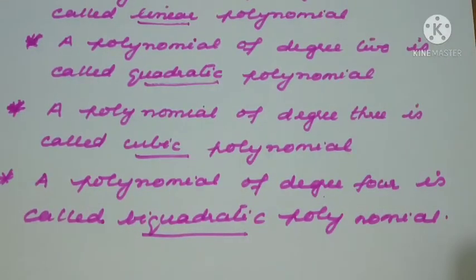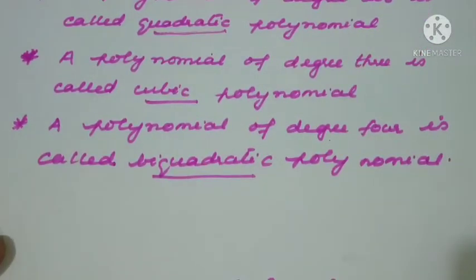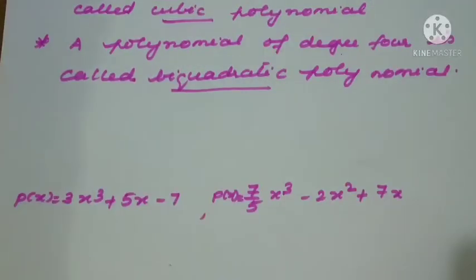Now let us see the cubic polynomial examples, because the first two examples we have already shown in the last class. Now the next cubic polynomial examples we can see. P of x equal to 3x cube plus 5x minus 7. What is the degree of this polynomial? Degree is 3. So it's called a cubic polynomial. One more example. P of x equal to 7 by 5x cube minus 2x square plus 7x. Here also we can see the highest power of the variable is 3 only. So it is also an example for degree 3.